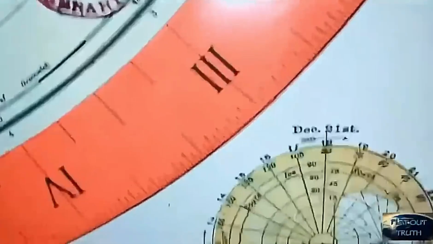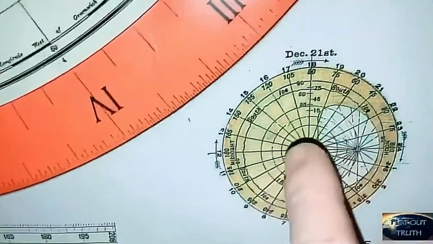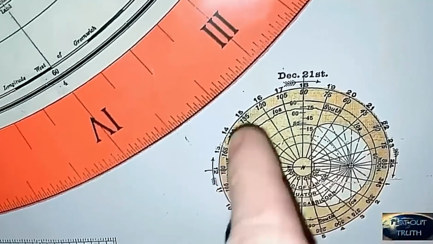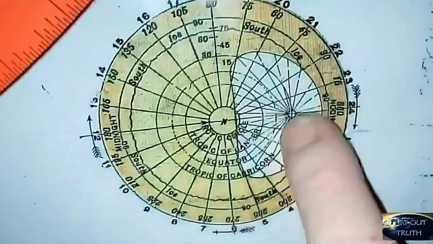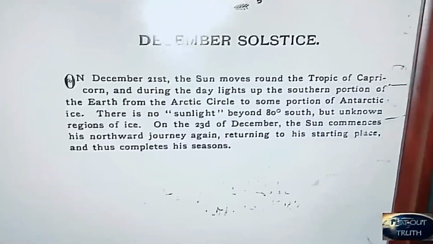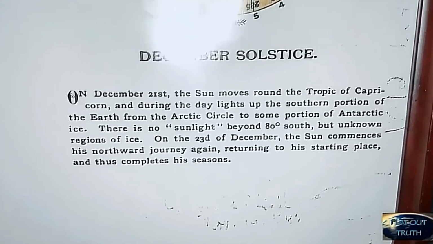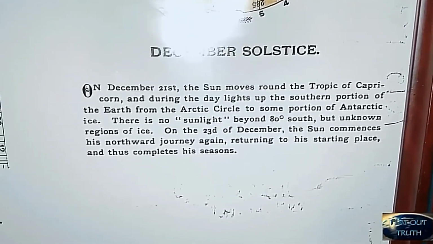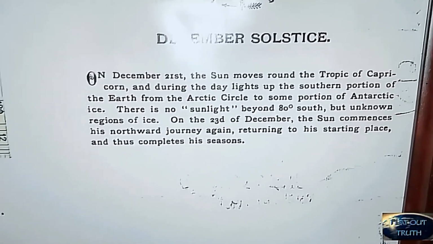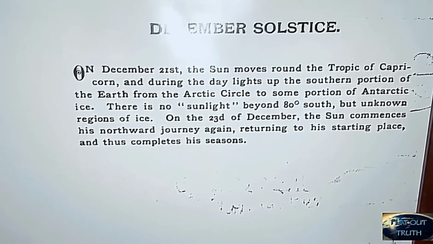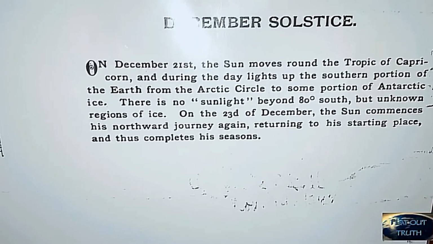And then we go to the December solstice, the winter solstice, December 21st. Now, notice how the sun is out wide from the North Pole. It's making a wide spiral circle from this close spiral circle, as you see here. Now, let's look down underneath the diagram of the map and see what it tells us for December solstice. Okay, on December the 21st, the sun moves around the Tropic of Capricorn, and during the daylight lights up the southern portion of the Earth from the Arctic Circle to some portion of Antarctica ice. There is no sunlight beyond 80 degrees south, but unknown regions of ice.